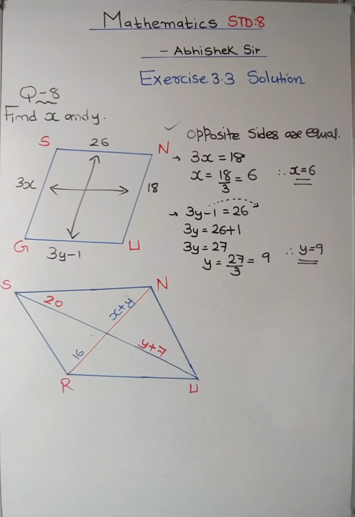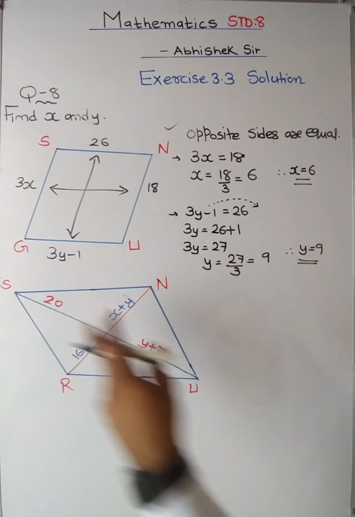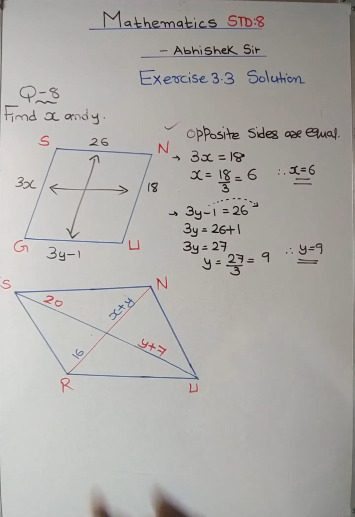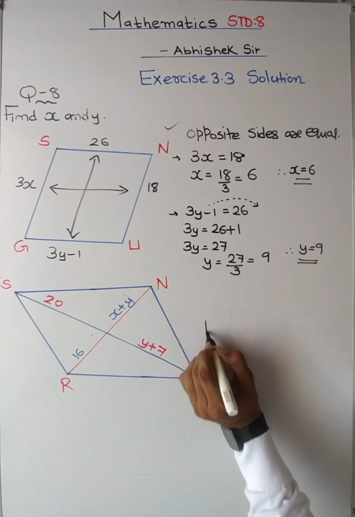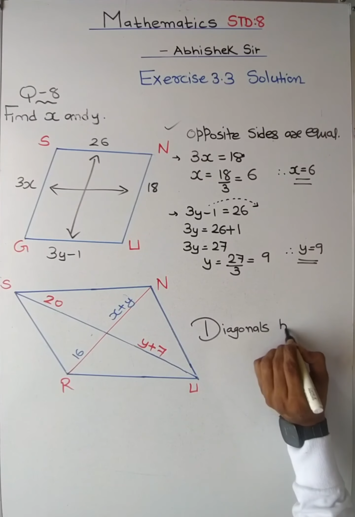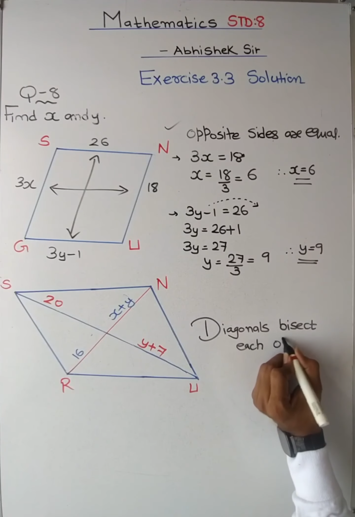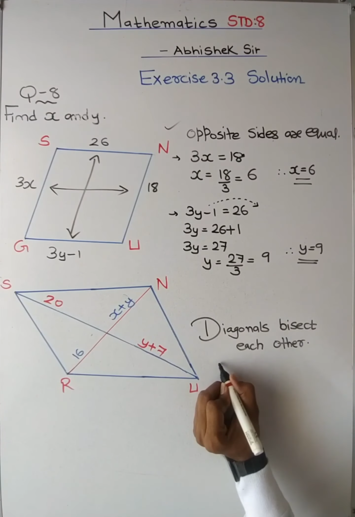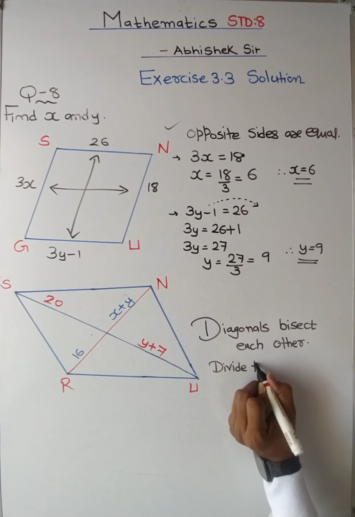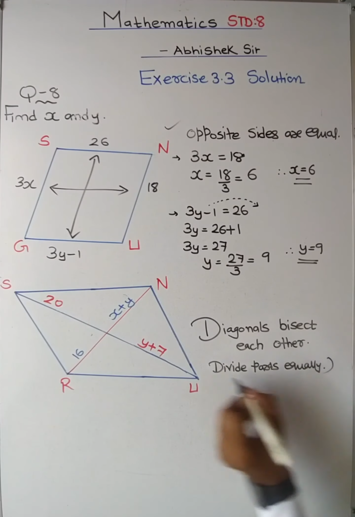Moving on to the second part of this. Here we have been given a parallelogram and they have given diagonals. Clear? Now we have to recall the property that diagonals bisect each other. What does that mean? It means they divide each other into equal parts. Clear? This is the hint.